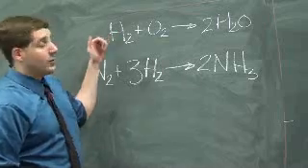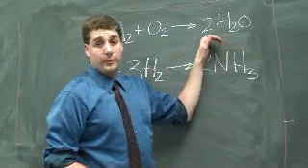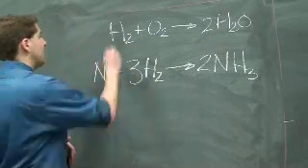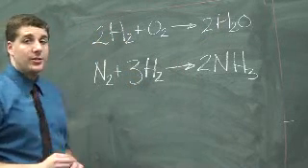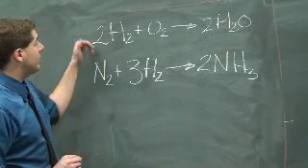Now I have to evaluate my system one more time. I started with 2 hydrogens, I now end with 4. In order to bring the system back to balance, I need to throw another 2 out in front of my hydrogens. Not done yet. You want to check one more time to ensure that everything is balanced.